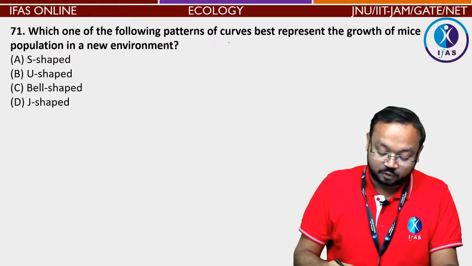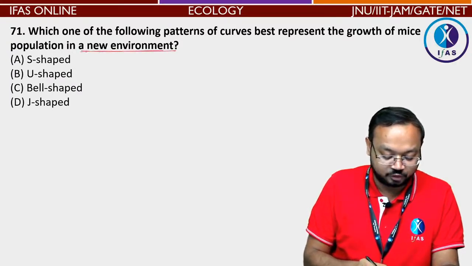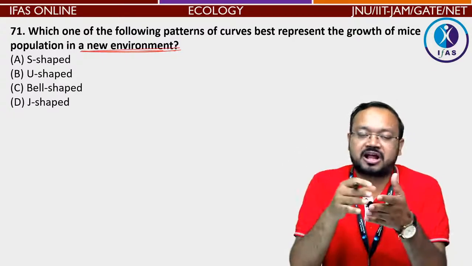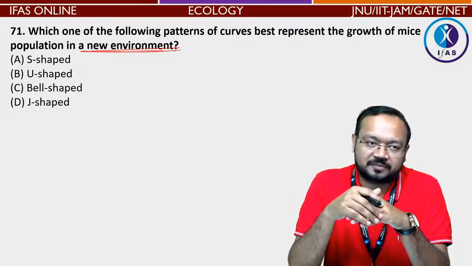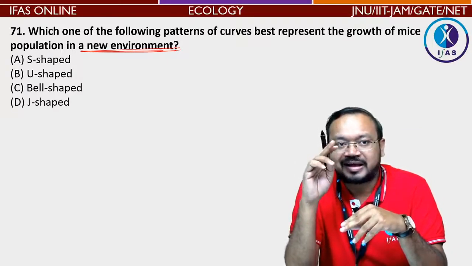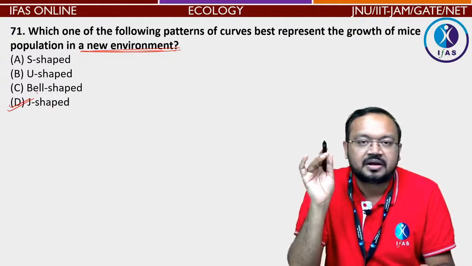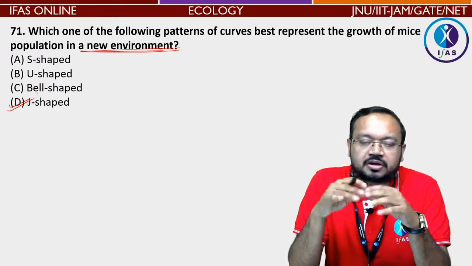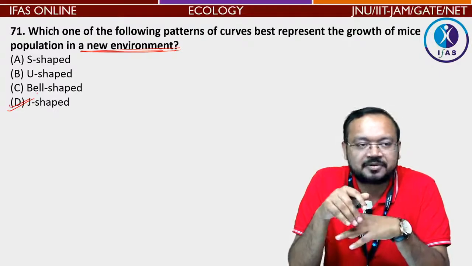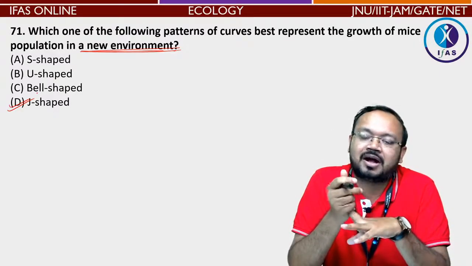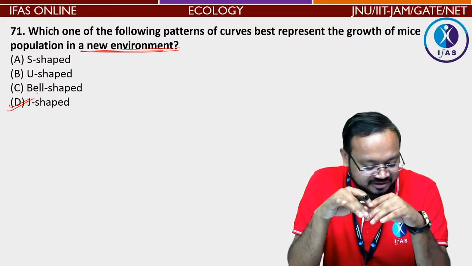Next question, which one of the following patterns of curve best represents the growth of a mice population in a new environment? If you keep a population in a new environment where the resources are huge and the conditions are totally new for the organism, the growth curve we can expect is J-shaped. But remember, in natural conditions, space and resources do not always remain unlimited. In the initial phase, the curve will be J-shaped, but when the population reaches its carrying capacity, the curve will shift into a sigmoidal shape. Here, the correct answer should be the J shape.